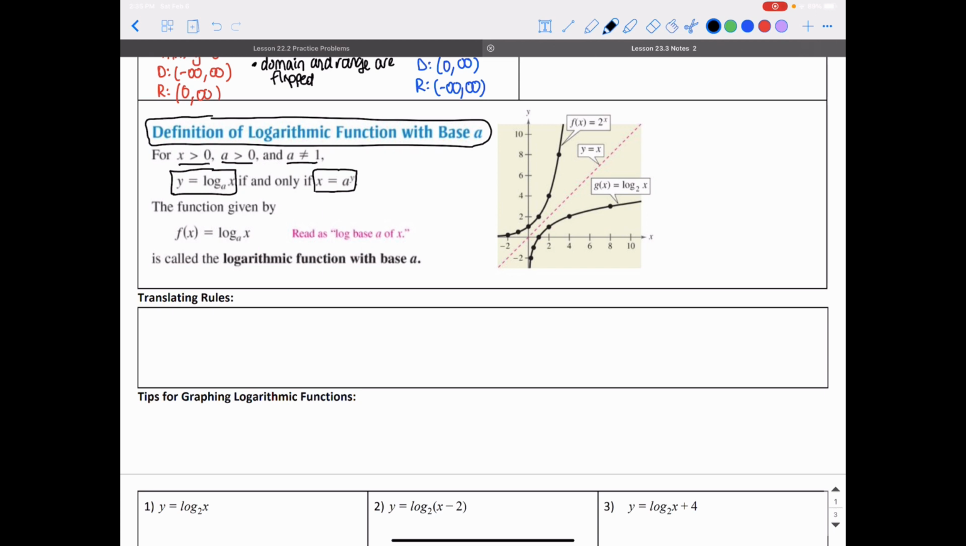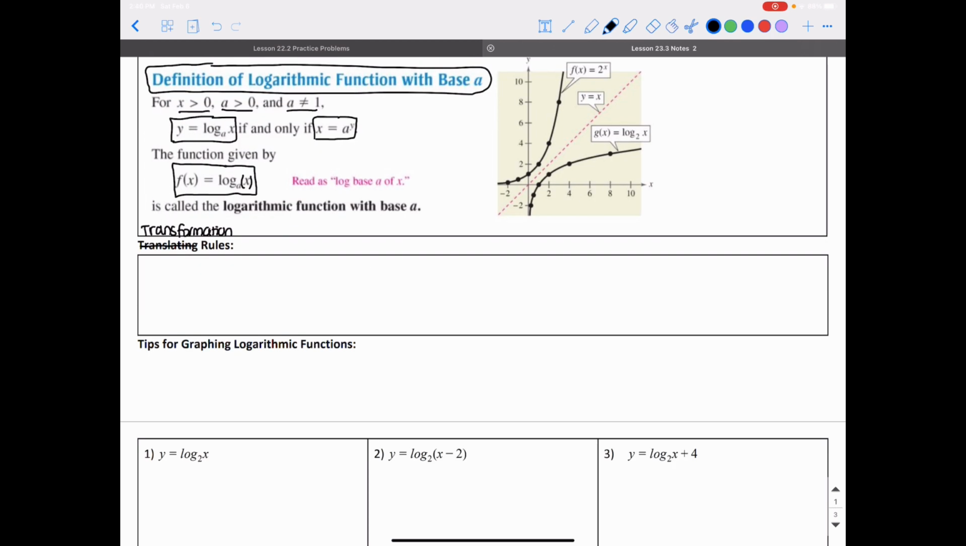The way that you pronounce this function, f of x is equal to, what did you see on the right-hand side? You read the right-hand side as log base a of x. You say of because this x is inside of the logarithm.